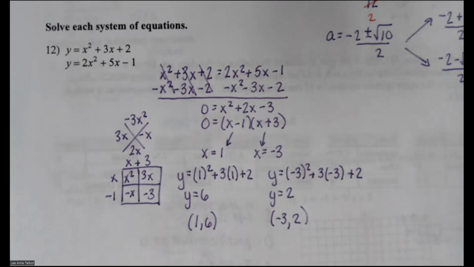equal values method. Got it all to one side. Factor, zero product property, 2 answers. Plug them in separately to the easier of the two original equations. You get the y's and then coordinates.